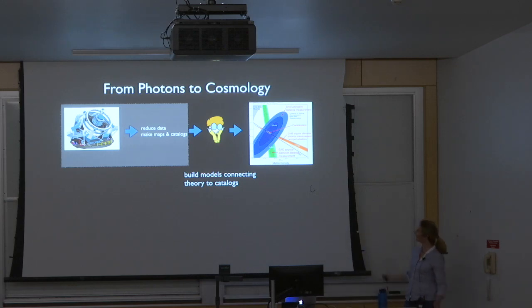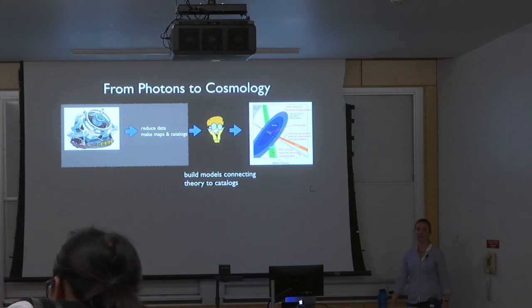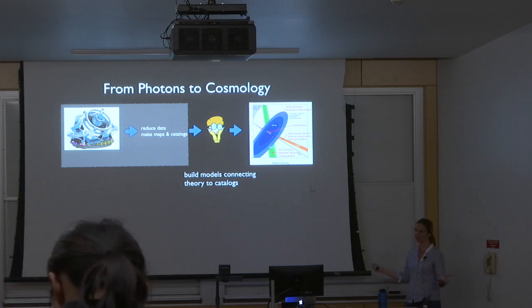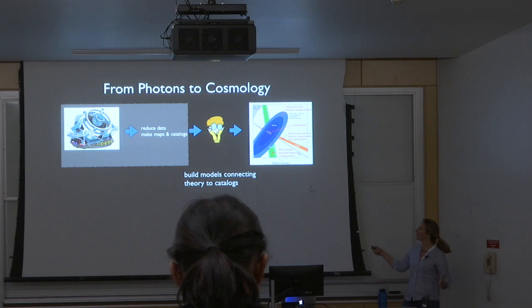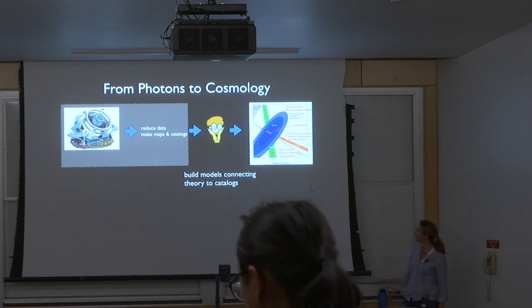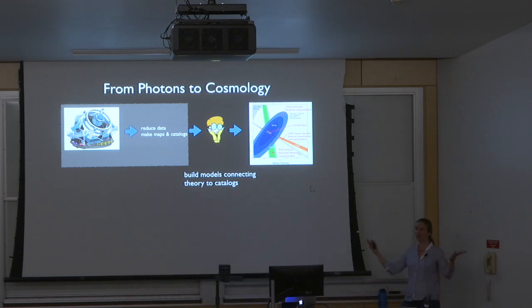Now let's talk about the other part of the story. At the end, we want to end with beautiful contours like this. And we, of course, start out with data coming from a telescope. In the past, or also until recently, a collaboration could go, reduce this data, make maps and catalogs. Those are released to the web. And any theorist or phenomenologist can come along, download those products, and turn them into constraints.